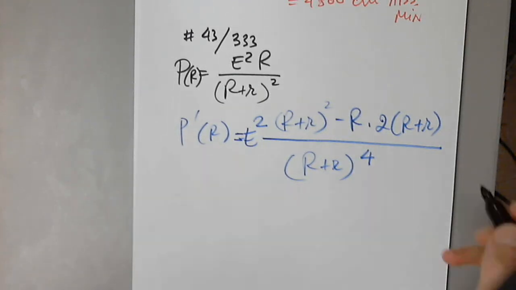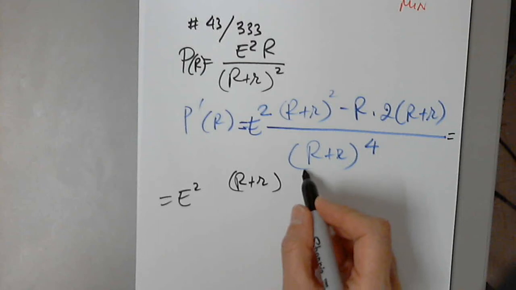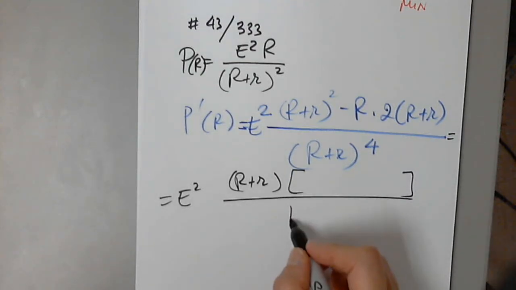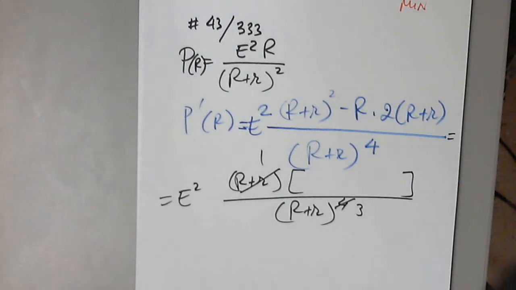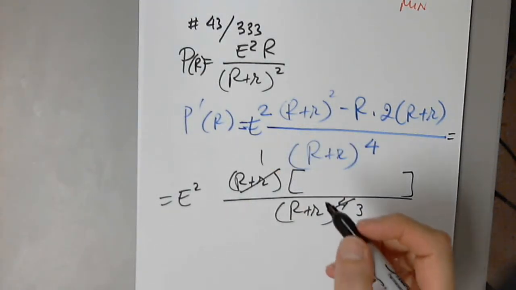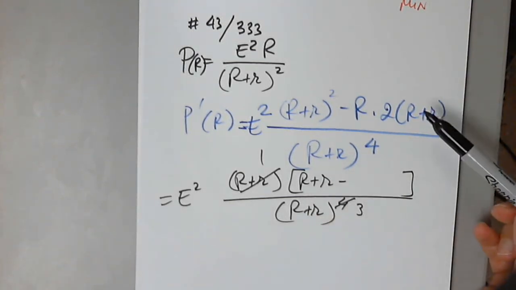So I copy E squared, and then R plus r, and only now, eventually, if you want, I will be allowed to simplify by R plus r. But what is left at the top? From the first term, what is left? Exactly. What is left from the other term? This is out.